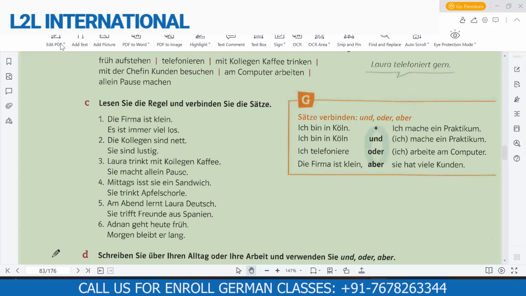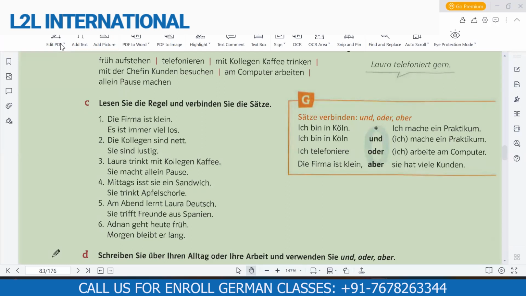Is it done or noch nicht gemacht? Gemacht. Okay, super. So, Samriddhi, Nummer 2, bitte. Die Kollegen sind nett und sie sind lustig. Okay, sehr gut. Nummer 3, Revati.